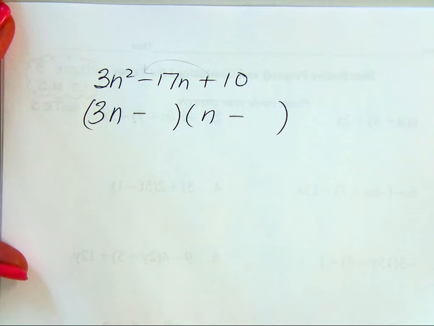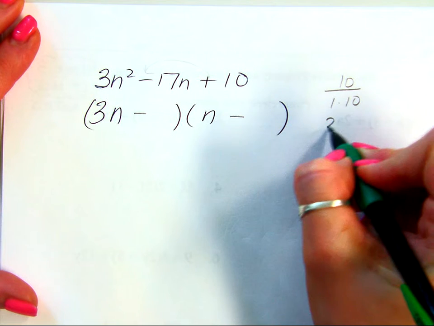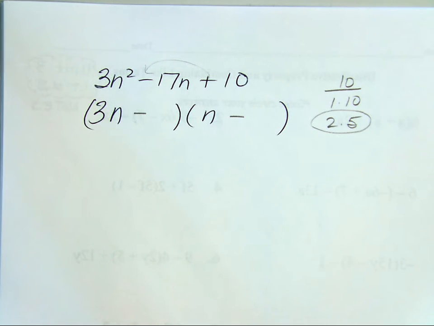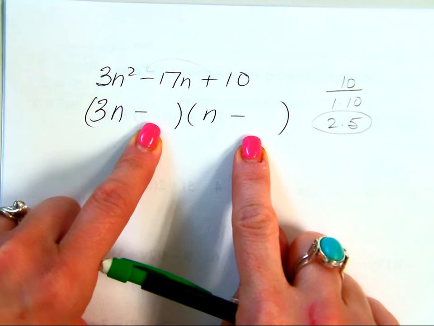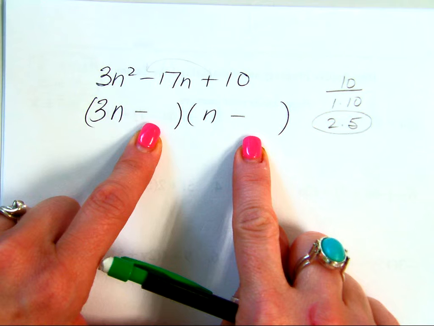Alright? Then I have to look at this 10. And I say, well, the factors of 10 are either 1 times 10 or 2 times 5. 90% of the time, it's going to be the set of factors that have the least difference between them. But now, here's where the trial and error part comes in. I got to just plop down the 2 and the 5 in one of those spaces. And you know how you check to see if you're right? You just do it. You just double distribute it out.